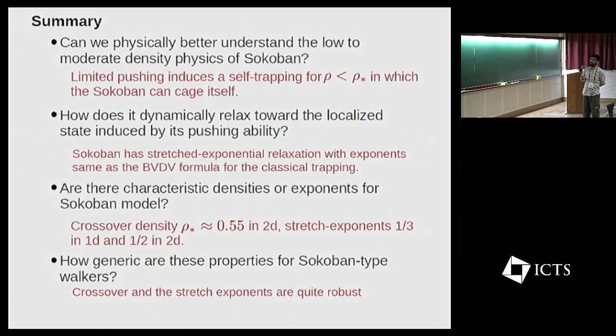Okay, so there were a bunch of questions that we were trying to understand. Can we physically better understand the low to moderate density physics? And the answer is limited pushing induces a trapping mechanism for rho less than rho star, and the Sokoban cages itself. Plus, these were some of the other questions, and these are the answers. So I'll stop here.